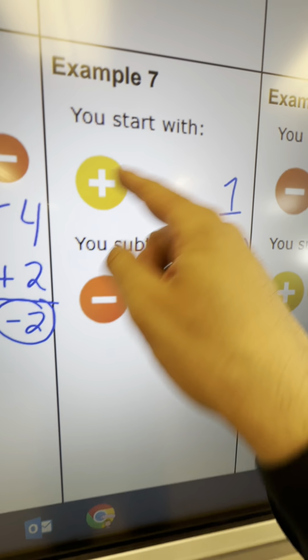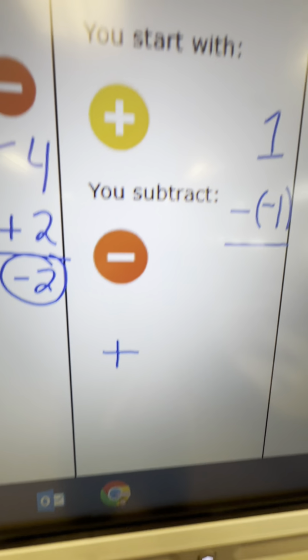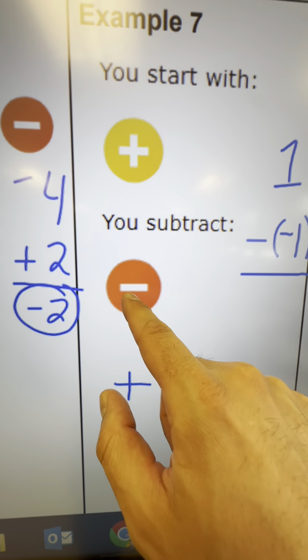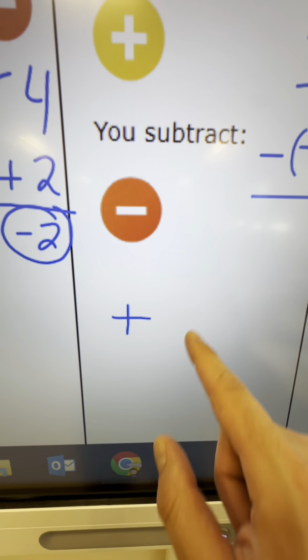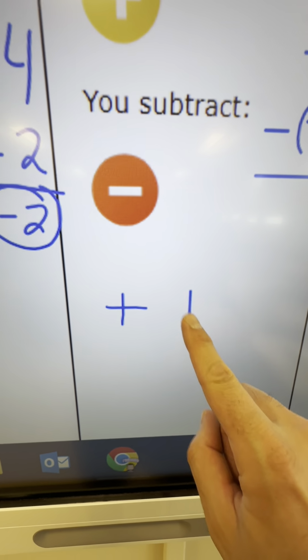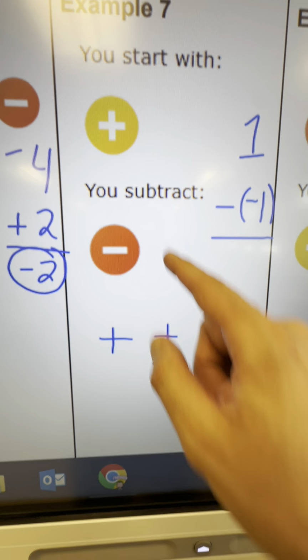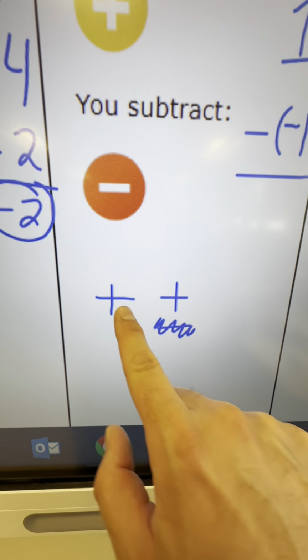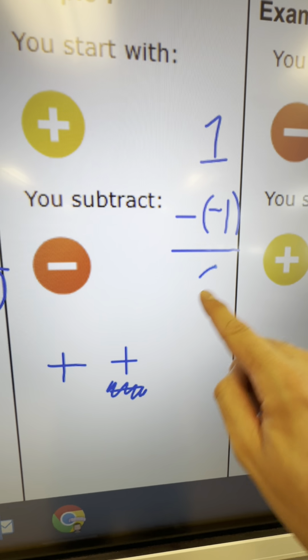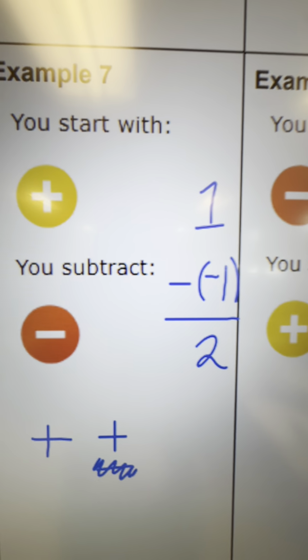So what's the answer? I'm just going to do the work on the side. We're starting off with a positive. They want me to take away a negative. And when I look at this problem, I don't have any negatives, which means I got to add a zero pair so I can end up with a negative, which I do here. And now I can take away that negative, and I can see what I'm left with is 2 positives. So 1 minus negative 1 is positive 2.